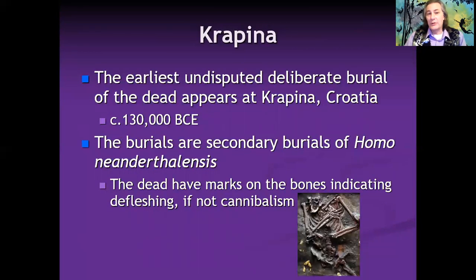Krapina, earliest undisputed deliberate burial of the dead. It's Homo neanderthalensis, our friend Neanderthal man, 130,000 BCE. Secondary burial seems to be involved. Were they defleshed, which is to say they die, we put them somewhere so that we can get all the flesh off their bones, then we bury the bones? Were they eaten? Is this just a way of sending them to the afterlife? Does this indicate an afterlife? Is this some sort of practical, again, we're just taking off the flesh so it doesn't stink everything up? Really don't know.